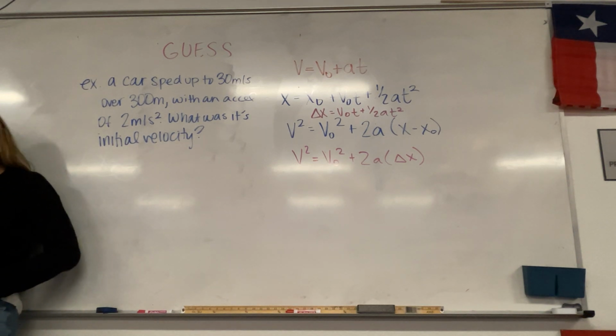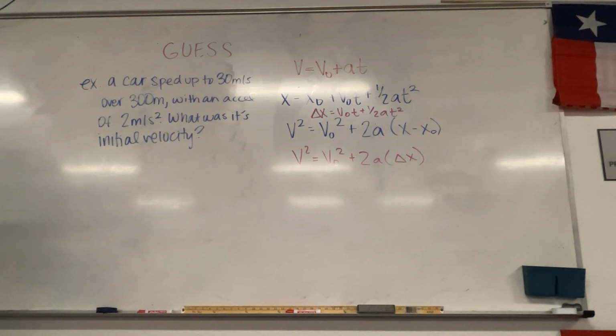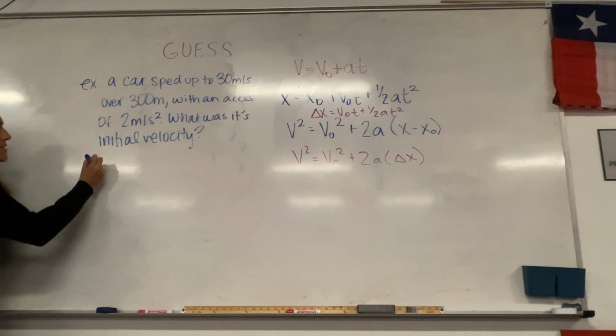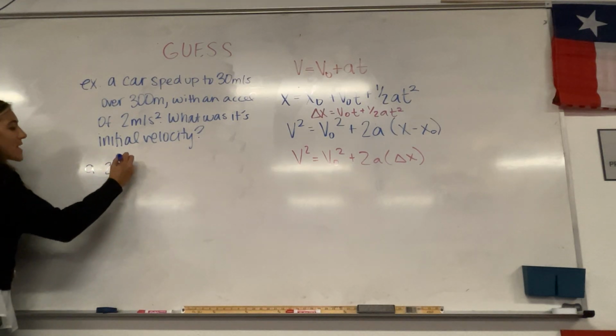All right, here we go, showing all of our work. First, I write out what I know. So, Noah, what's one thing that you know based on this question? Anything. Yes, Noah, it's okay. What's one thing that you know? Acceleration. A is equal to 2 meters per second squared.